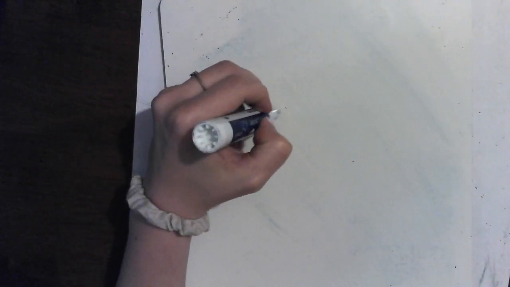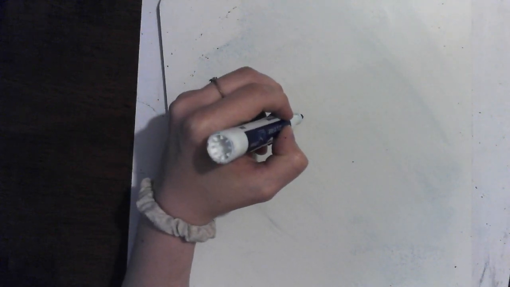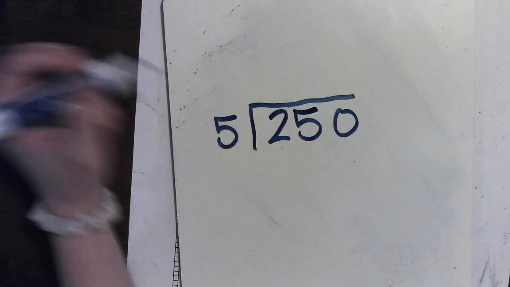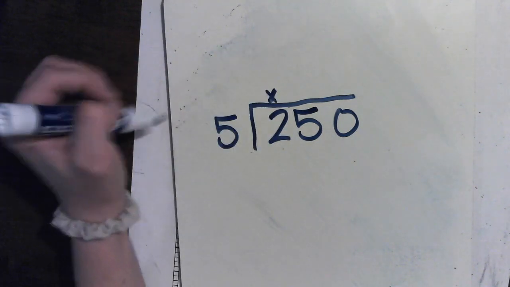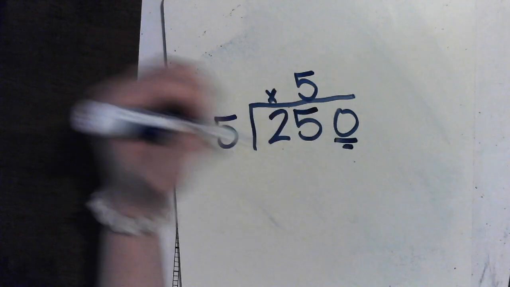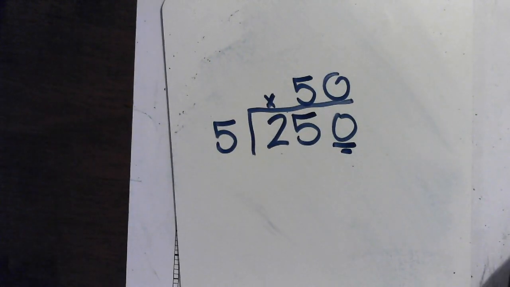This works the same with division. Say I had 250 divided by 5. Well, my fast fact, I know 25 divided by 5 is 5. I ignored a 0, so I bring my 0 up. So that's a way that you can do those quicker in your head.